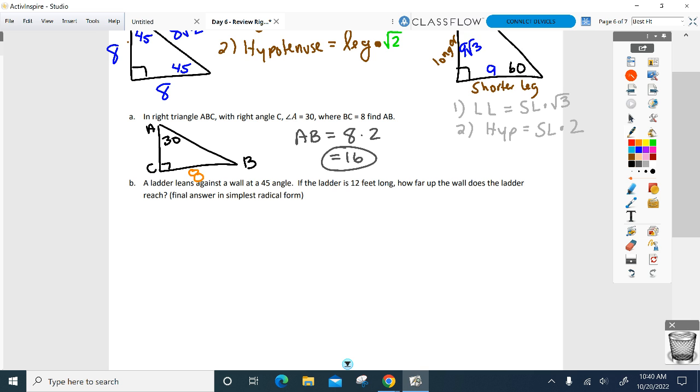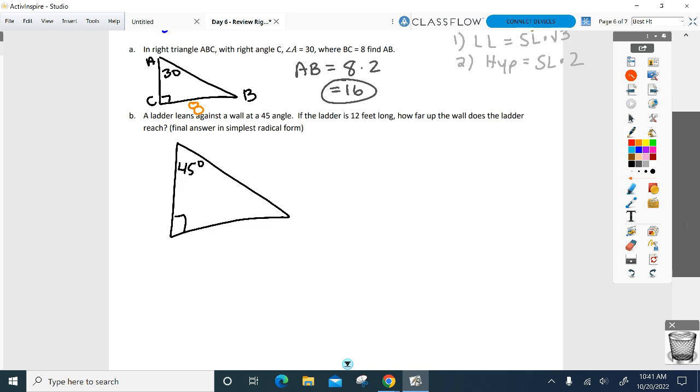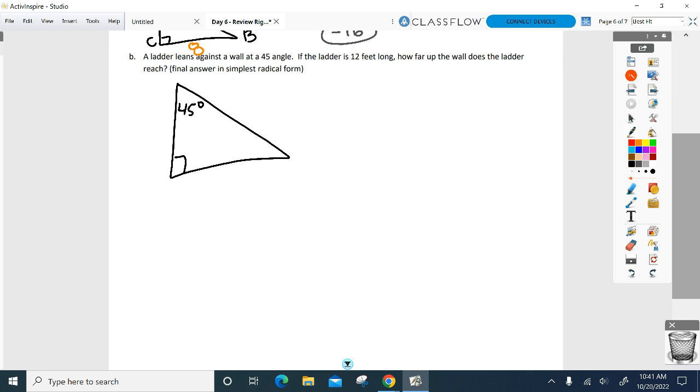A little ladder leaning up against the wall at a 45-degree angle. So let's just get our right triangle down. Our ladder leaning up against the wall at a 45-degree angle. So the ladder and the wall form a 45-degree angle. Where do I put the 12 feet? The ladder's 12 feet long. Where should that go? On one of the legs or the hypotenuse?